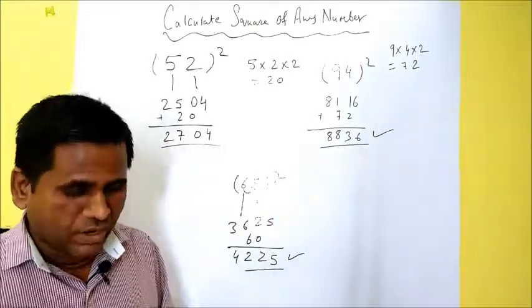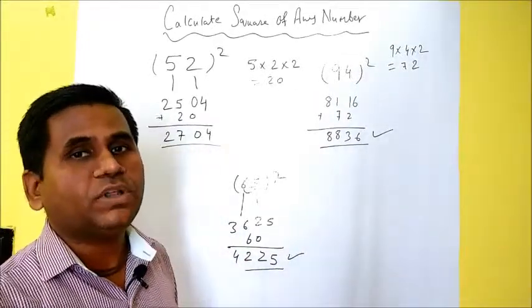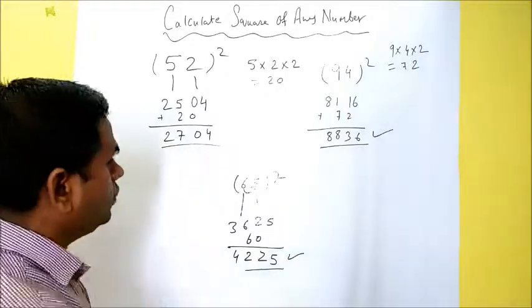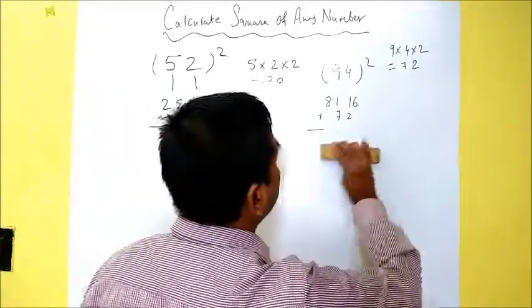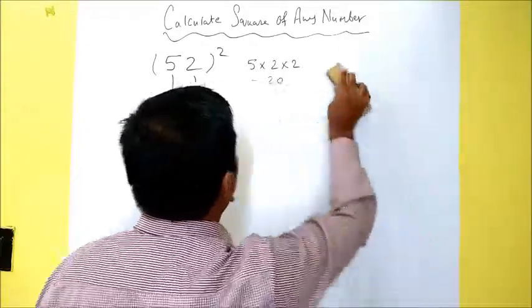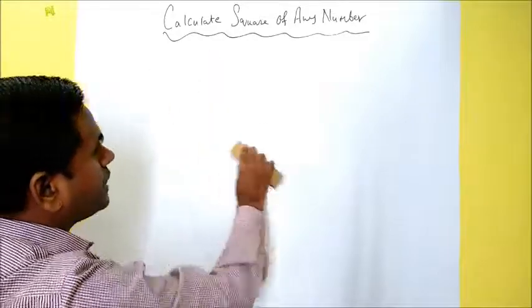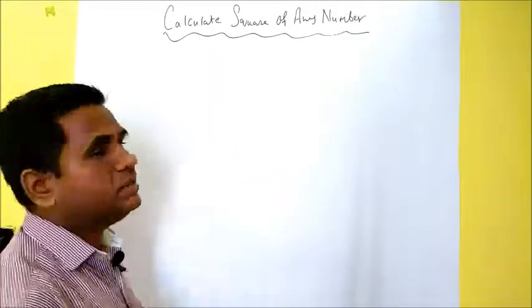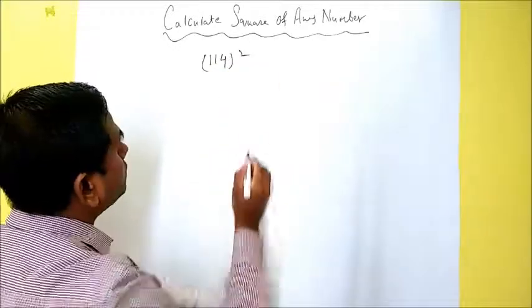Now let us take an example of a 3-digit number. A 3-digit number is a little different, friends. We will see how to solve the square of a 3-digit number, and then we will solve some examples for that also. The first example I'll take is, let's say, 114. So the square of 114.